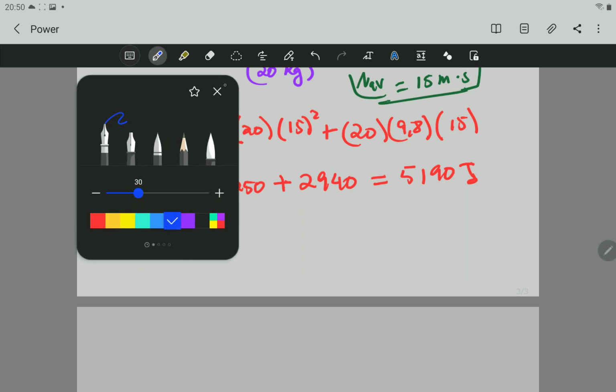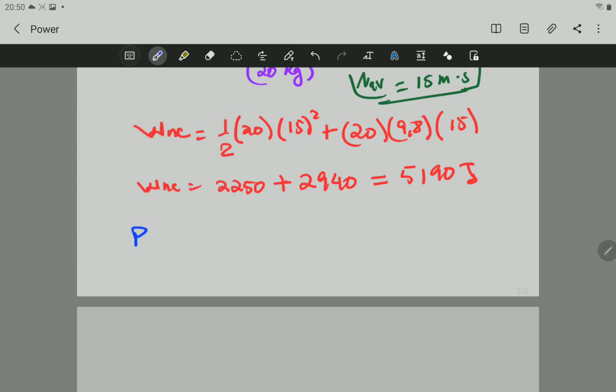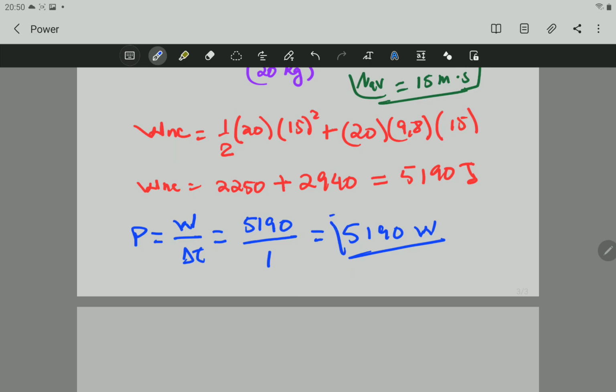Now we can substitute the work done by the non-conservative force in the formula or the definition of power. So let's do so. Power is equal to work done divided by time, the rate at which work is done. This is equal to 5,190 divided by 1, which is the time, and that is 5,190 watts. That is the answer for the power delivered by the pump.